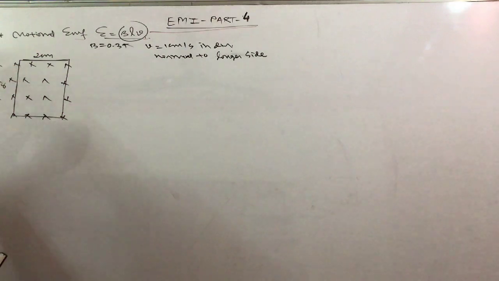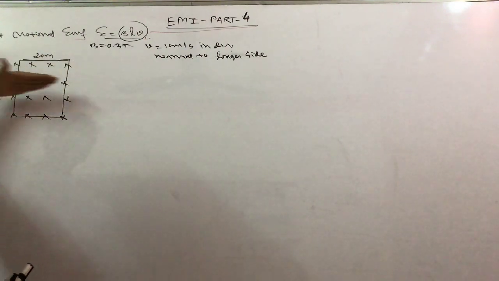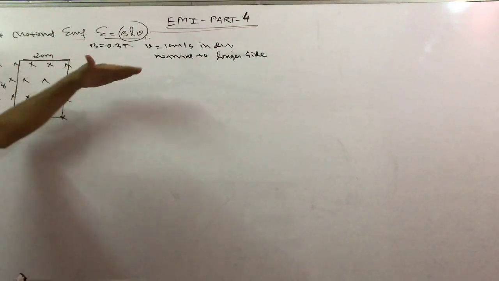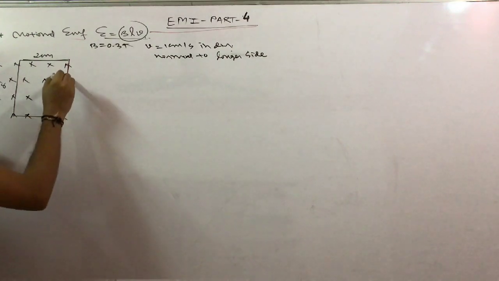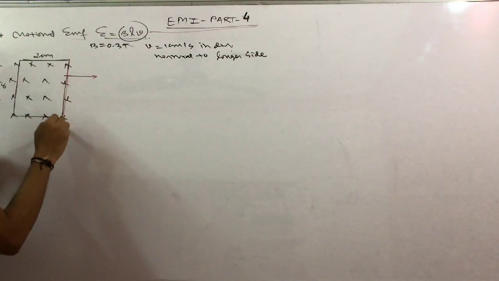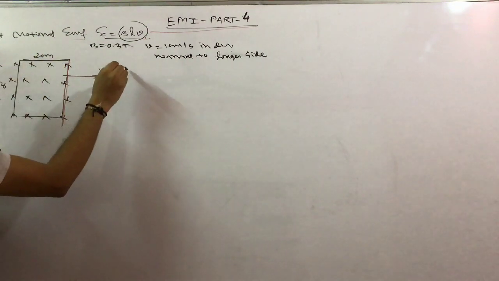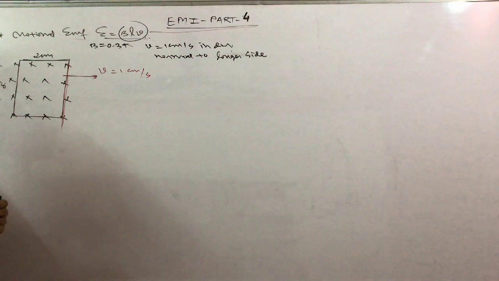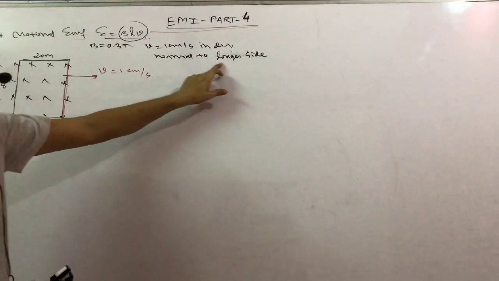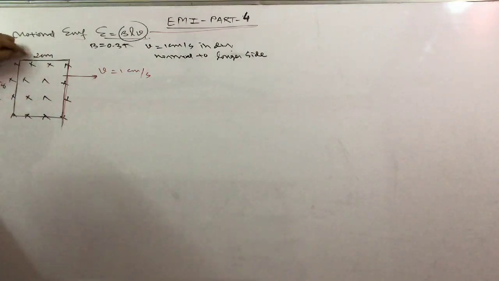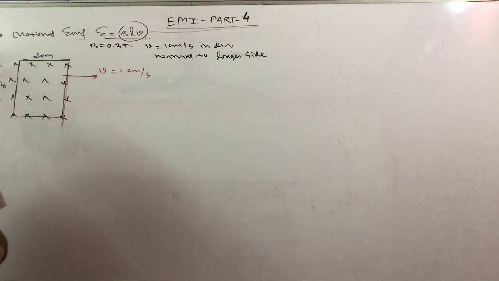You can see the magnetic field going inside, and this loop is moving out of this magnetic field. It is coming out of the magnetic field. Assume the magnetic field ends here. This magnetic field is complete up to here, but this loop is moving with speed 1 centimeter per second, in such a way that the velocity is perpendicular to the longer side. Out of these two sides, 8 centimeter is the longer side, so the velocity is perpendicular to the longer side.